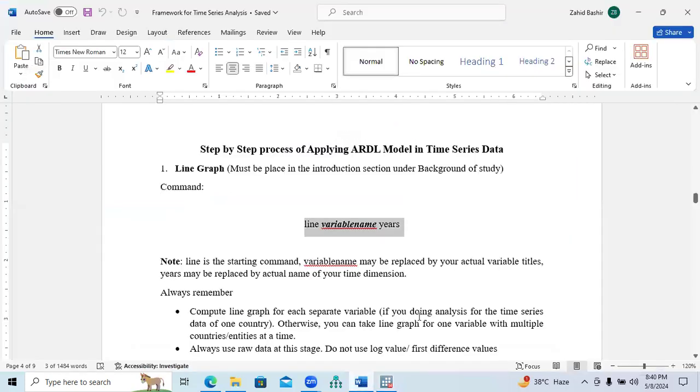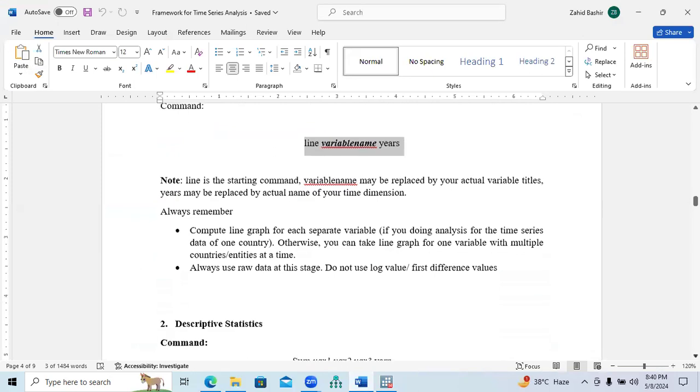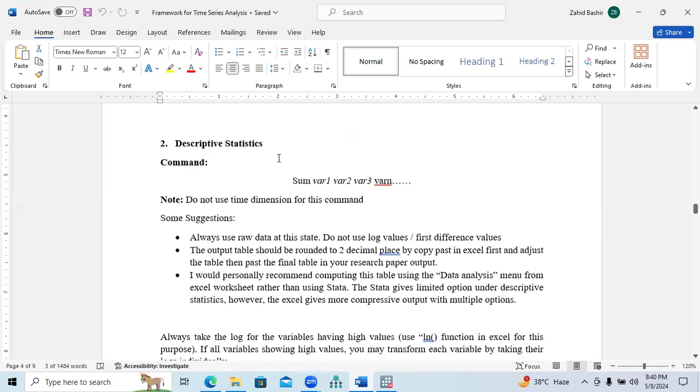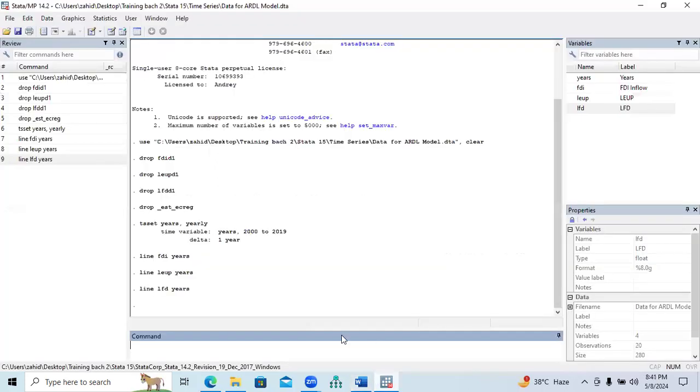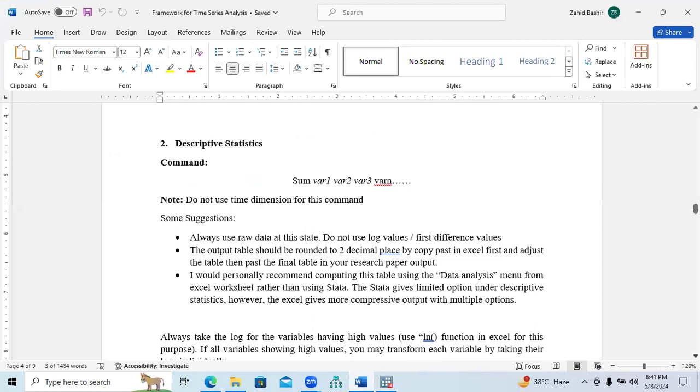The second thing that you need to do is descriptive statistics. It is the simple command that we have also discussed yesterday: sum all of your variables like this, and you will find out the descriptive statistics. There are 20 observations. The mean FDI inflow is 2.09, and log of EUP is 5.16, LFD is 5.21, and so on. You can find here the basic descriptive statistics.